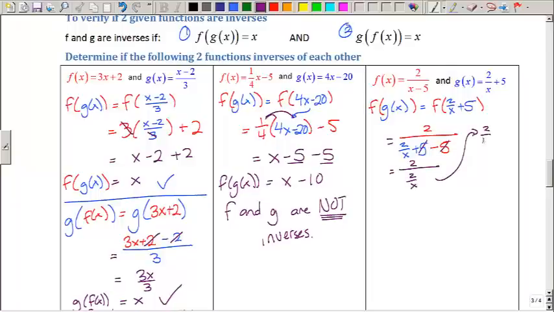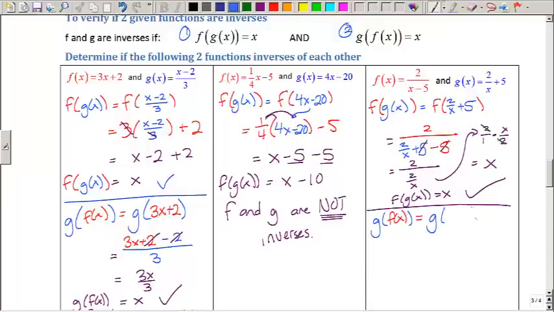And 2 over 1 divided by 2 over x, that's the same as multiplying by its reciprocal. The 2's divide out, and I'm left with just x. So therefore I know f of g of x does equal x. So I'm half done. All I need to do now is verify the second condition that says g of f of x is equal to x.